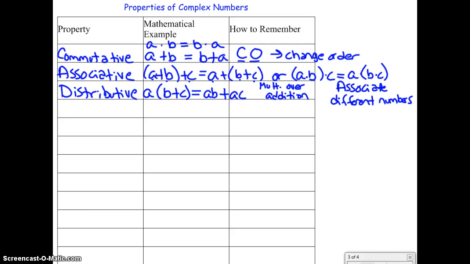Then comes our two inverse properties. We have the multiplicative inverse. And then we also have the additive inverse. Okay? Multiplicative inverse and additive inverse. I'm going to clump these two together because they are both inverses.